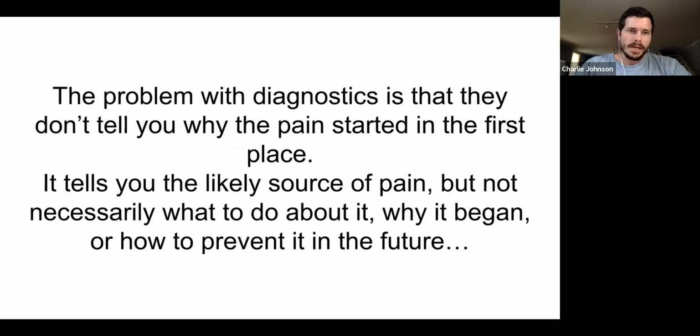All right. And the main issue, or my beef, if you will, with diagnostics is that they don't tell you why the pain started in the first place, right? It tells you the most likely source of symptoms, but not necessarily what to do about it, why it began, or how to prevent it in the future. So just keep that in mind, all right? Take it with a grain of salt.